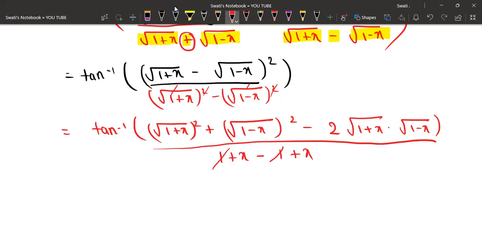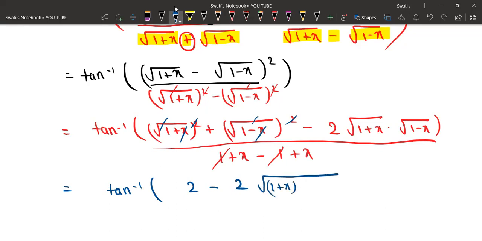Now clearly this 1 and minus 1 will get cancelled, right? And here the square and root will get cancelled. So we are getting tan inverse. In the numerator, we have 1 plus x plus 1 minus x. So this x minus x will get cancelled. So 1 plus 1 is 2. Here we have 2 only. Here we can write down this as inside the root only, and then 1 plus x times 1 minus x. This is a property of a root, okay? Upon x plus x is 2x.